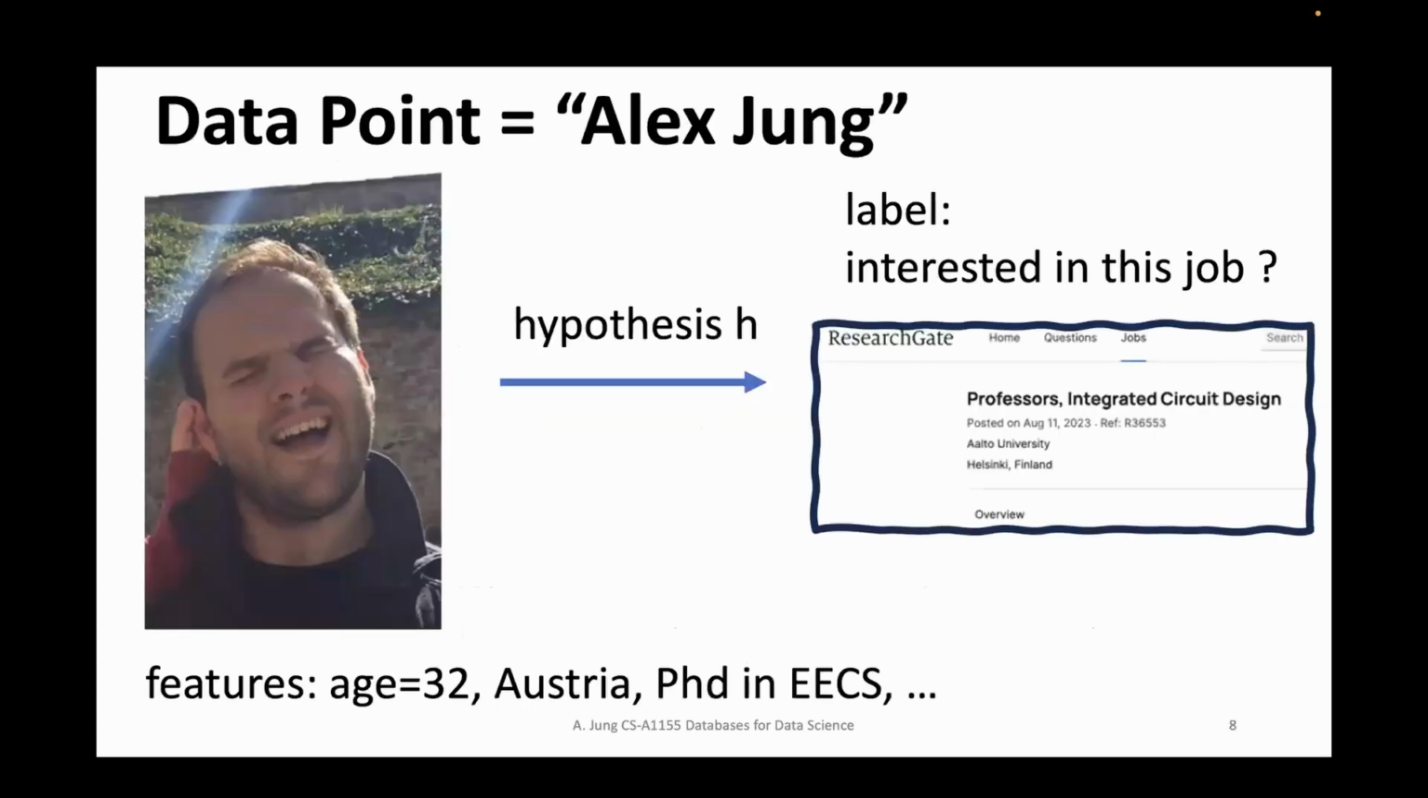So, how does it work? I like to think about this simple model of machine learning. What machine learning does is learn a function, or I call it a hypothesis map, that reads in features of a data point, and here already comes data into play. A data point could be me, Alex Jung, and this machine learning system knows some properties of me which might be stored in a database, which you will learn in this course how to build. So these were my features 10 years ago, and based on my features, it decided that this job ad would be interesting to me.